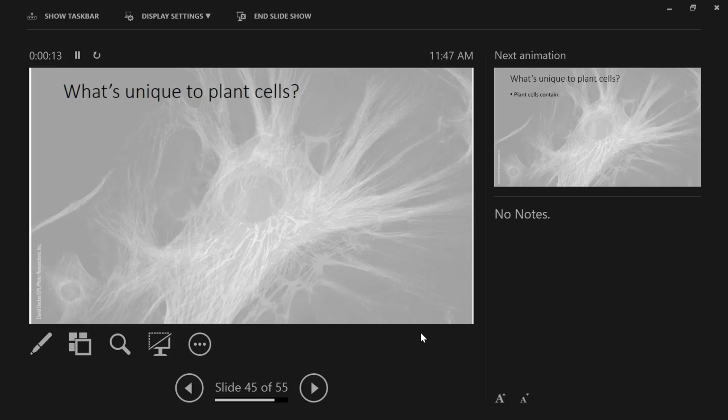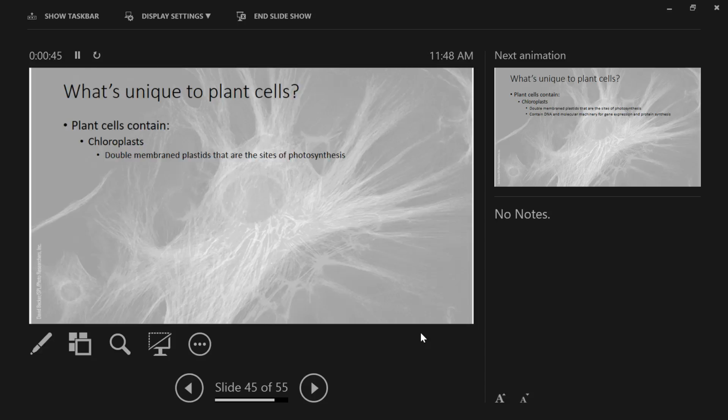So what's unique to plant cells? I know we talked about what's unique to eukaryotic cells, but plant cells are very interesting in terms of structures that you don't find in other eukaryotic cells. So here are some of those structures. Plant cells contain chloroplasts, and they are not the only eukaryotic organisms that contain chloroplasts. You find chloroplasts in green algae and some others.